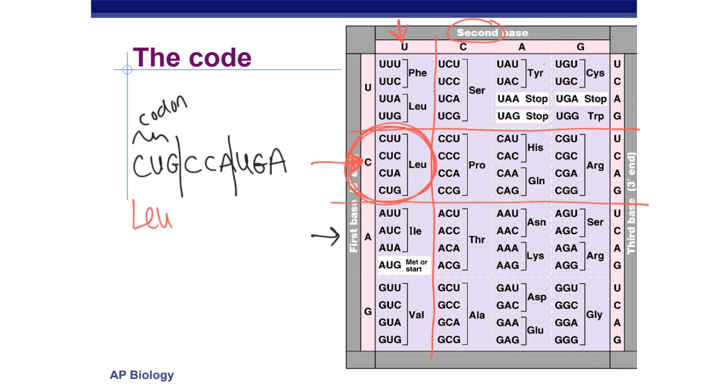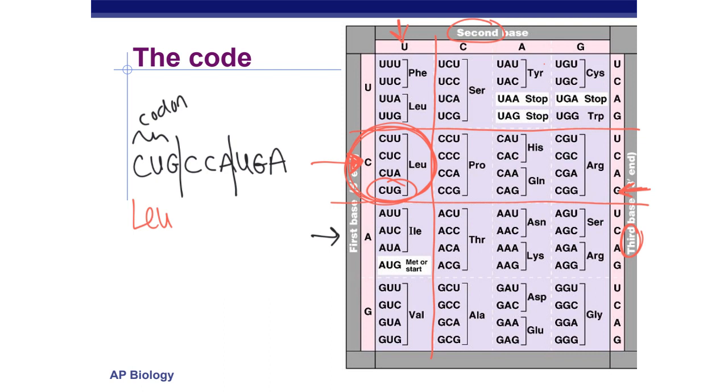However, if it did matter, hopefully I made one up where it does matter. Okay, I didn't. If it did matter, we'd come over to the far right where it says third base. I'd find the G, so this one right here. I know it's that particular G because I'm in the C row, which leaves me with this one right here, CUG, leucine. Okay, pause for a second, try to do the next two, and then check your work.